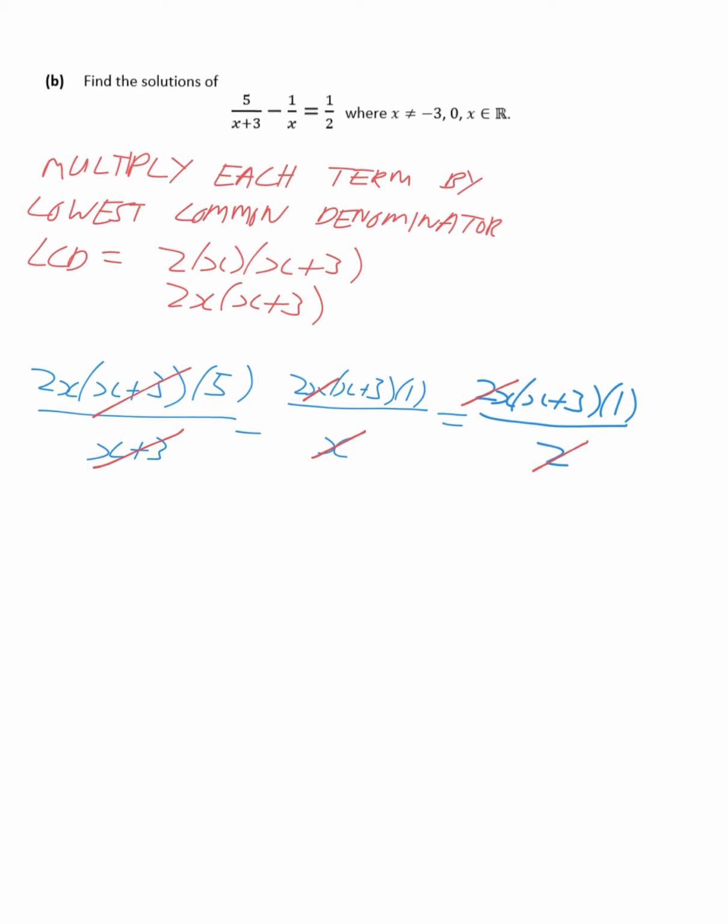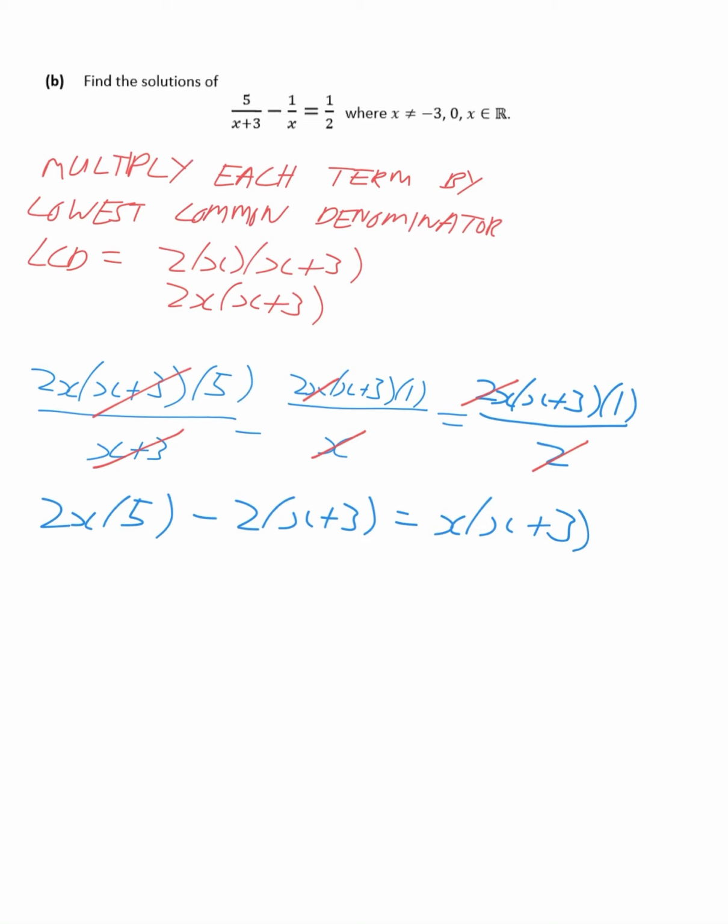So now all the fractions are gone, so now I'm just left with 2x times 5 minus 2 times x plus 3 is equal then to x times x plus 3. Now you can also see I've gotten rid of the ones because there's no need for those at all. Because if I do x plus 3 times 1, I'm just left with x plus 3.